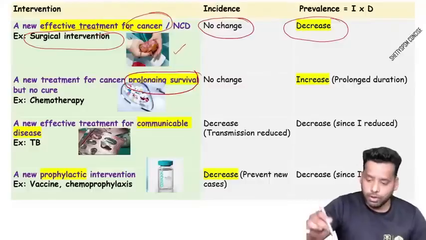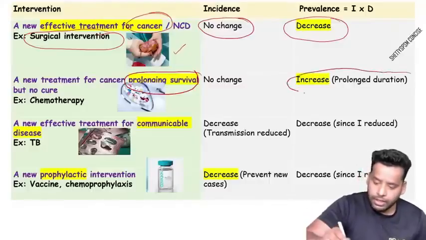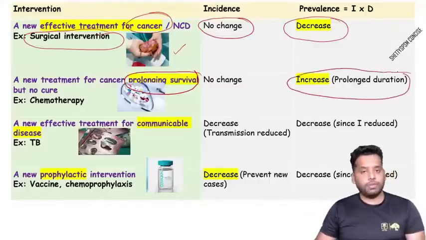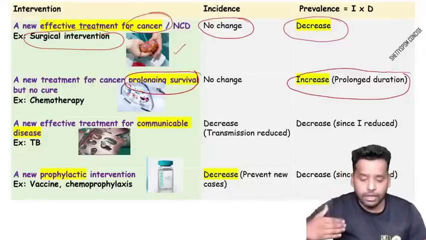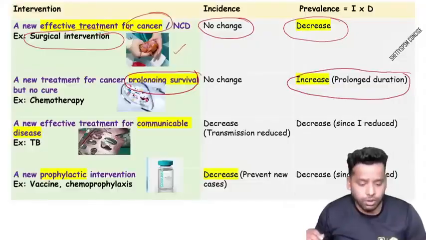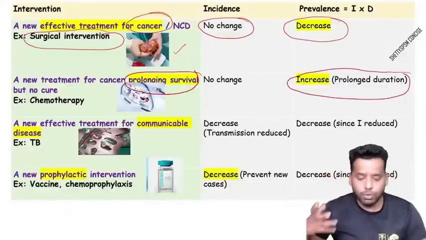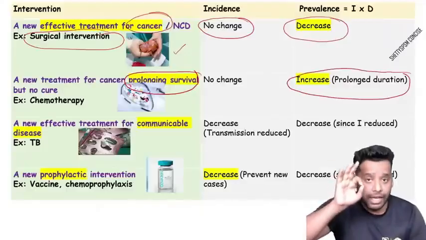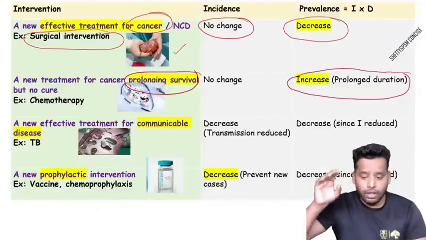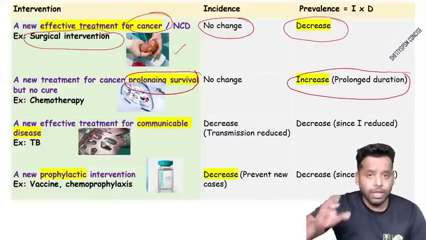If the duration is prolonged, prevalence will increase. Last year prevalence was 5%, this year prevalence is 10%. Then the health minister will ask you a question. You are a public health specialist. What are you doing? You have to explain to the health minister properly. You cannot go into detail with them.